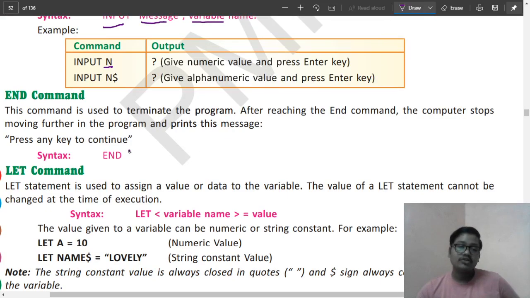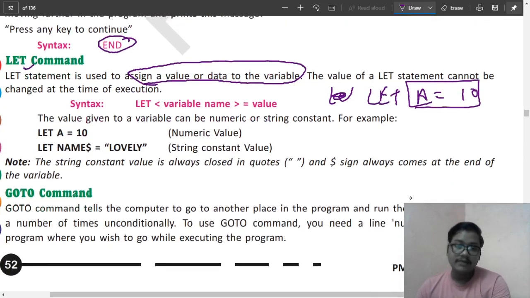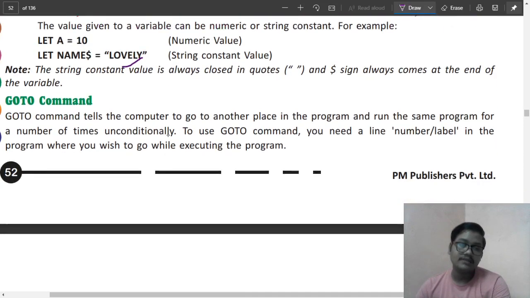Now the end command to end your program. Let command: when you have to store the value of a variable, the let string is used to assign the value or data to a variable. Suppose we have a value, let a equal to 10, in a it will be stored 10, same as name, it is stored lovely, quite simple.